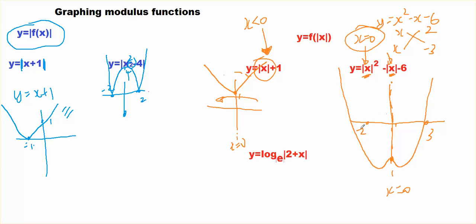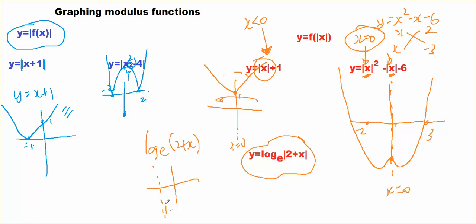An example where the reflection is not along the y-axis would be this logarithm. Log base e of (2 plus x) has an asymptote at -2, and it's going to look like this. But where I have a modulus, it's going to be equal to 0 at x equals -2. Therefore, we're going to have a reflection about the line x equals -2. Okay, that's a quick little summary.